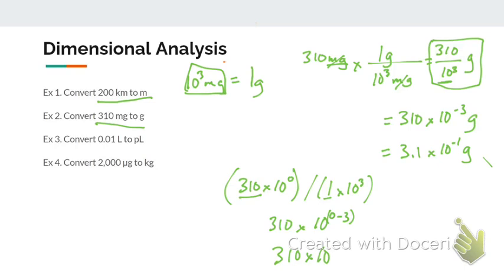Oh, let me move it. I didn't realize I was going there. So that equals 310 times 10 to the negative 3 grams. And that's how I got this number. All right, hopefully that helps.